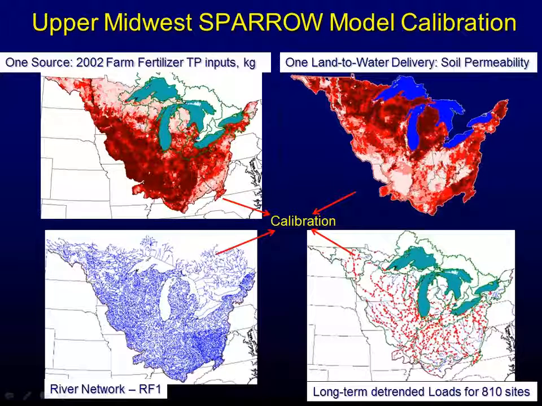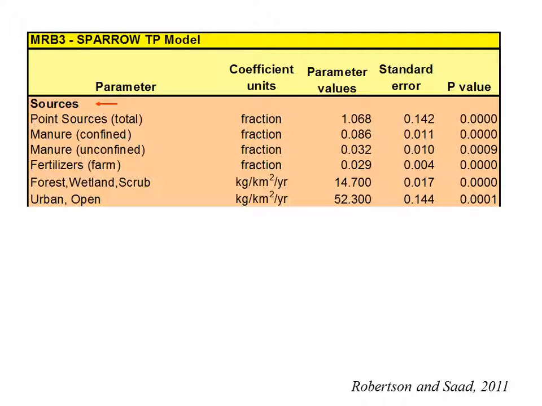We have things like soil permeability, tile drains, all the environmental factors we thought would be driving the variability in the landscape. We're using an RF1 river network, and now we have about 800 data points to calibrate to develop this model for. So we put it all the way through, and now I'll really quickly go through the model itself. This is for phosphorus.